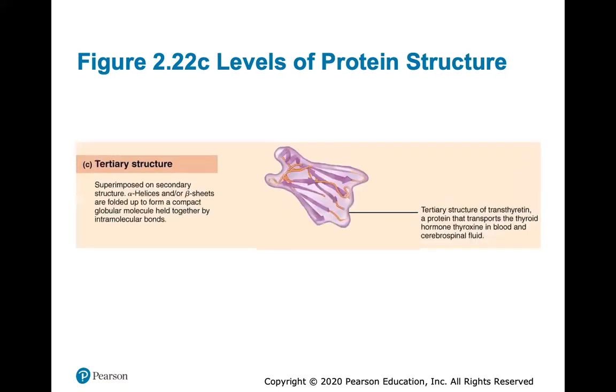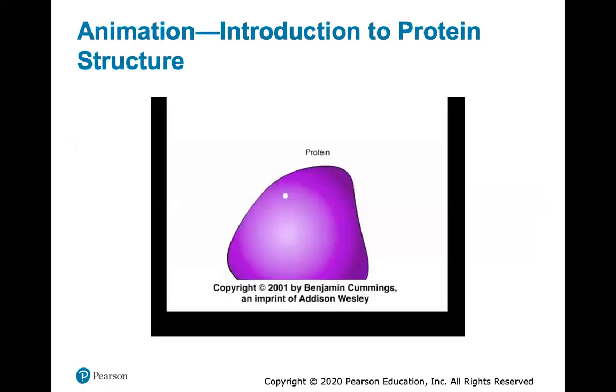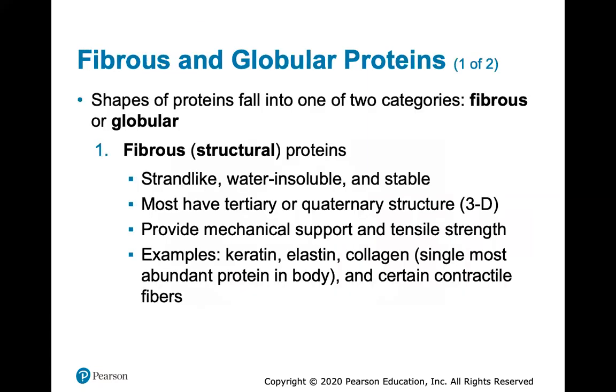The tertiary structure just shows the secondary structures interacting, whether beta sheets or alpha helixes are bound together, sometimes in a compact globular molecule. And then the quaternary structure just throws in two or more polypeptide chains at the same time. So that gives the protein its different structures, and you can watch a great animation to help you understand it a little bit better.